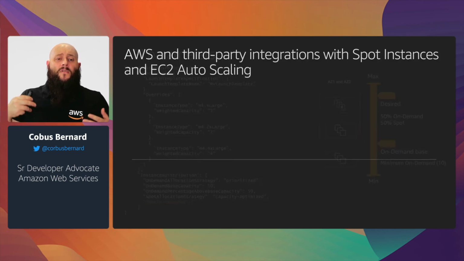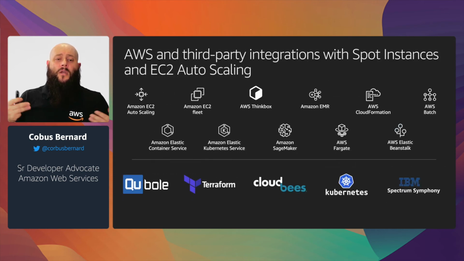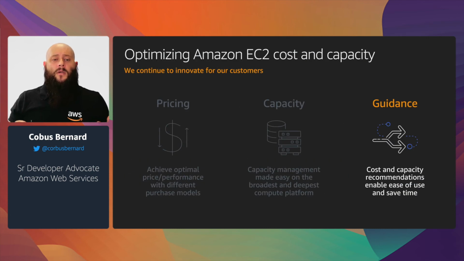There are also a lot of third-party integrations that you can use with spot instances as well as EC2 scaling. And you can see over here what AWS already has out of the box that's working and also which of our third-party integrations are available. Now, we're going to take a quick look at the guidance that we give customers in terms of which instances to pick.